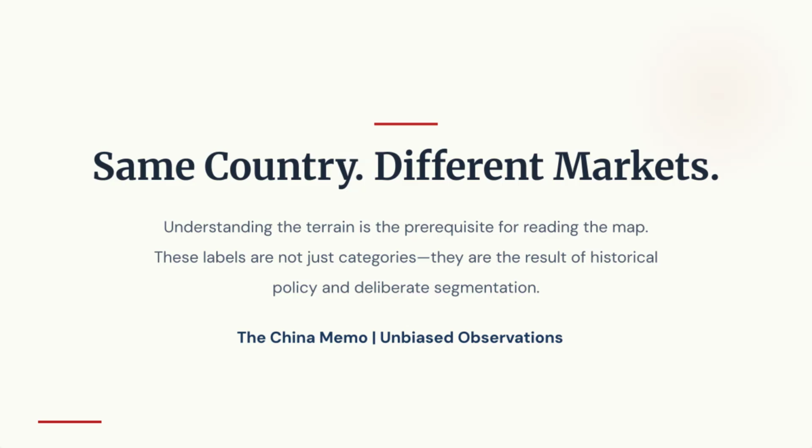The AH premium, where the same company trades at different prices in Shanghai and Hong Kong, is not a curiosity. It is a visible symptom of how deliberately segmented Chinese capital markets remain, even after decades of gradual opening. That segmentation shapes valuations, drives investor behavior that make China's equity markets genuinely different from any other major market in the world. Understanding the terrain is the prerequisite for reading the map accurately.